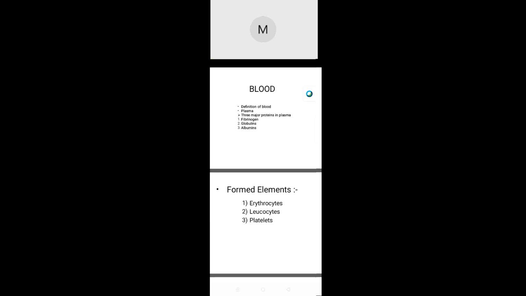Last one is platelets. Platelets, also known as thrombocytes. Blood normally contains 150,000 to 350,000 platelets per cubic millimeter. Platelets help in blood coagulation or clotting of blood. Thank you, ma'am.